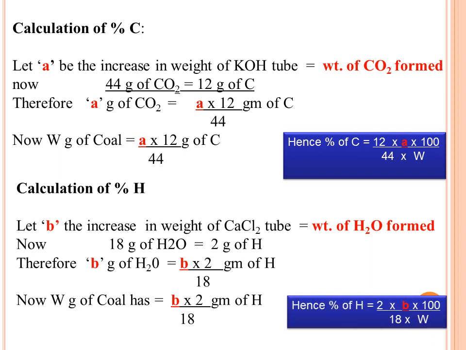How much is there in 100 gram of coal? That is nothing but its percentage of hydrogen. So percentage of hydrogen is equal to 2 upon 18 into B divided by W into 100. So here percentage of hydrogen is nothing but 2 upon 18 into weight of H2O formed divided by weight of coal taken into 100. In similar fashion, we can see this for percentage of carbon. It is 12 upon 44 into weight of CO2 formed divided by weight of coal taken into 100.